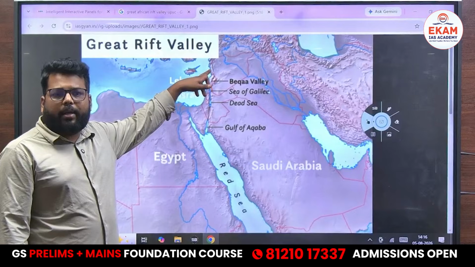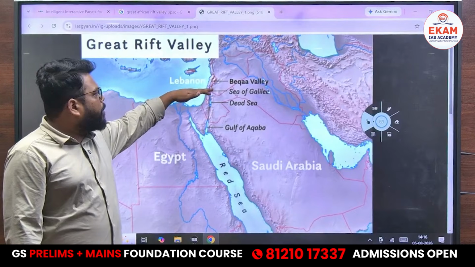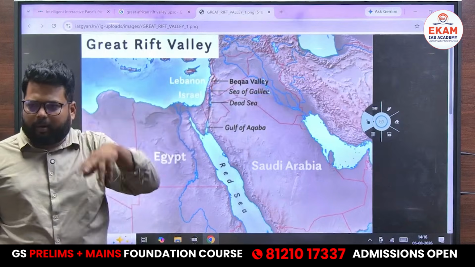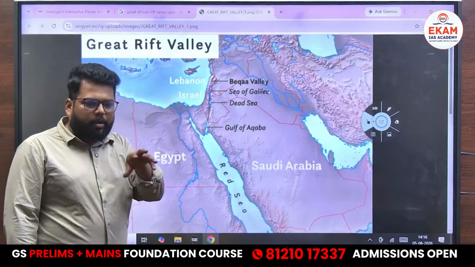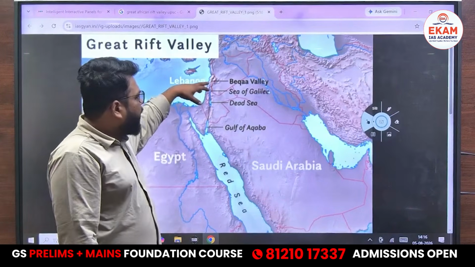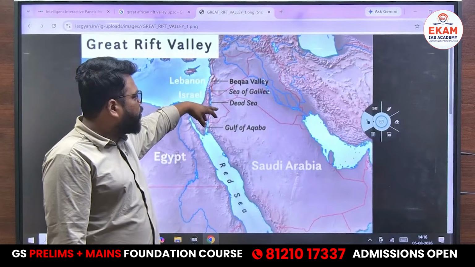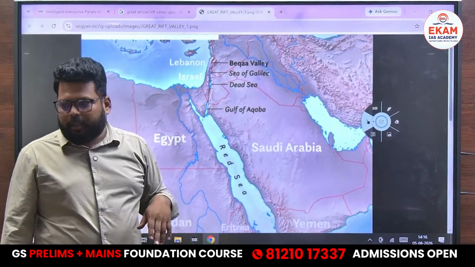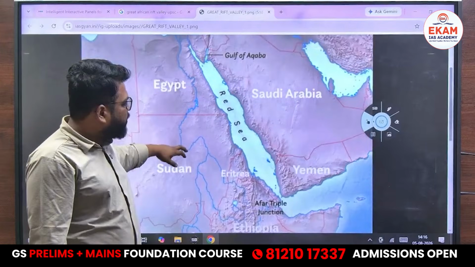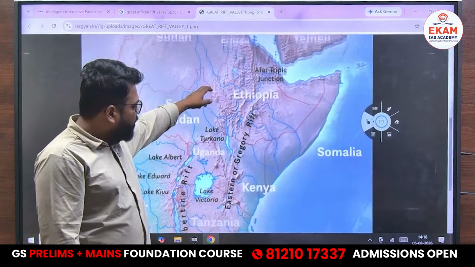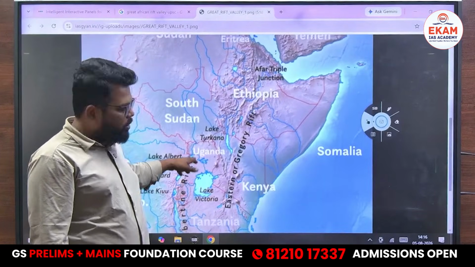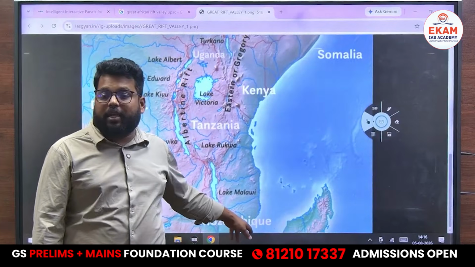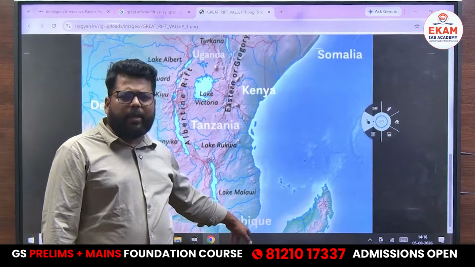The rift valley extends almost from Lebanon. Around Lebanon we have the Bekaa Valley. I don't know if it is visible there or not, but you can just draw it in your book. From Bekaa Valley to Sea of Galilee, followed by Dead Sea, followed by Gulf of Aqaba, Red Sea, then Afar Triple Junction, then the Rift Valley extends further as Gregory Rift and East African Rift, and this Rift Valley is extending until Lake Malawi around Mozambique region.